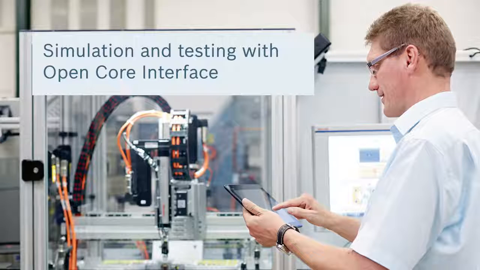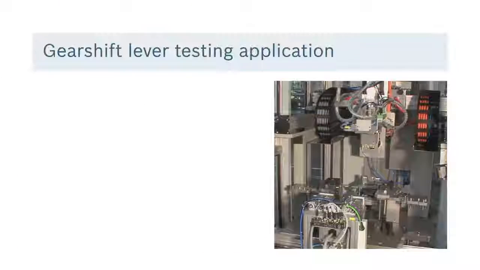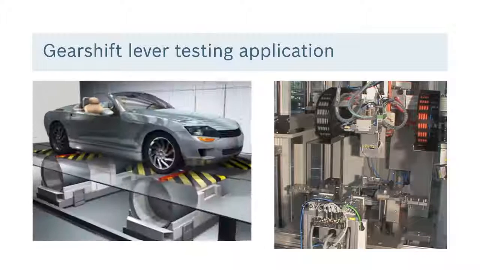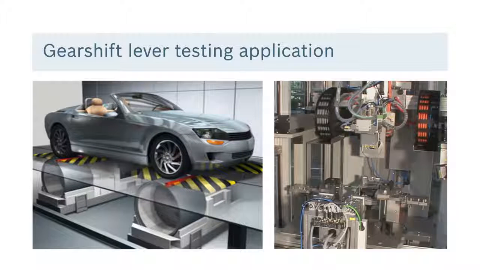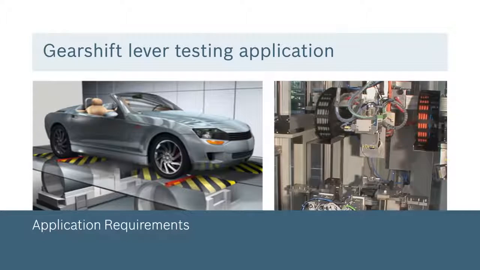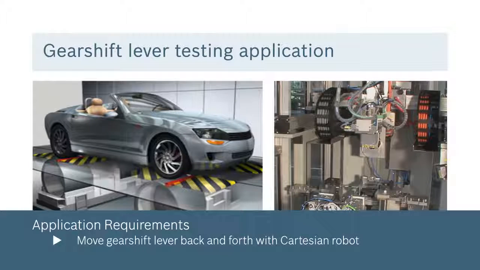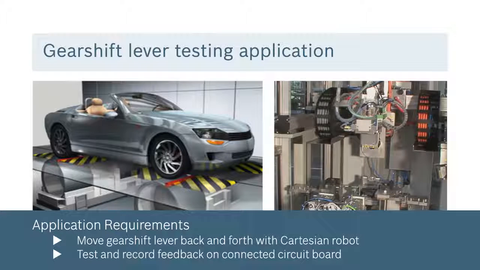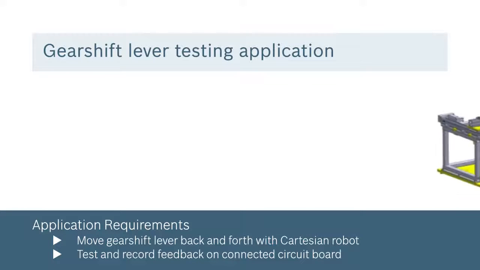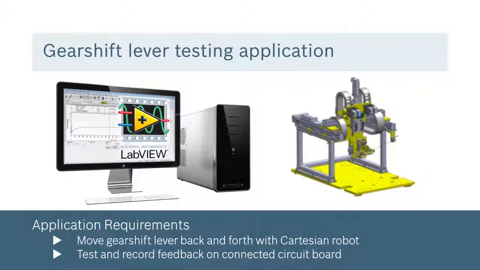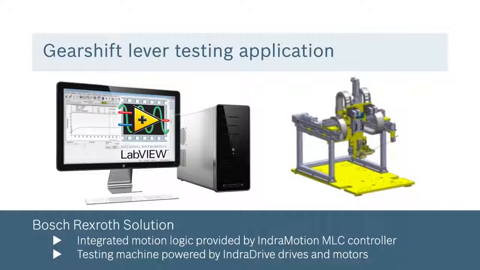In this example, the customer is using National Instruments measuring hardware already in his application to test a circuit board on the backside of a gear shift lever. In the process, they need to be able to move the gear shift lever back and forth as a human would actually use it in a car, and then test the feedback on the circuit board connected to it. They already had all the measurement equipment already designed in to do the testing on the circuit board, but they needed the motion component to add in to move the gear shift lever back and forth.